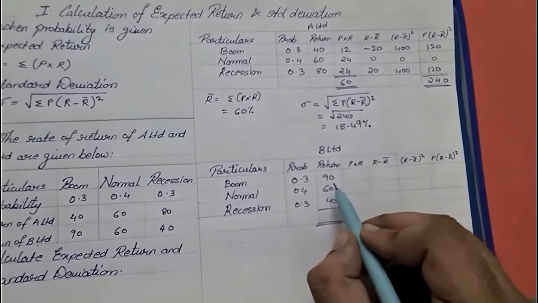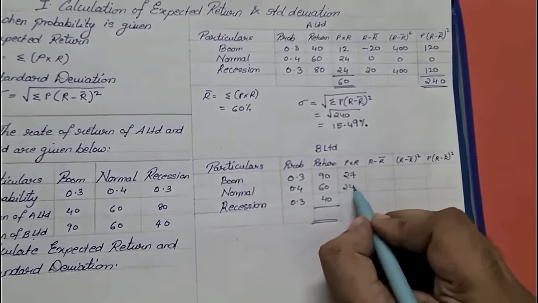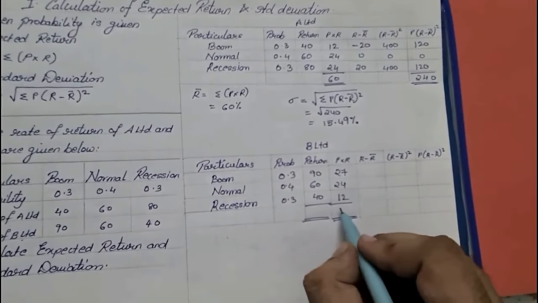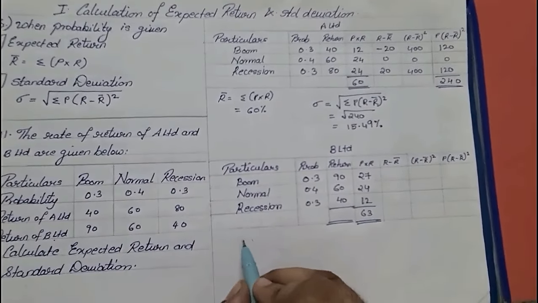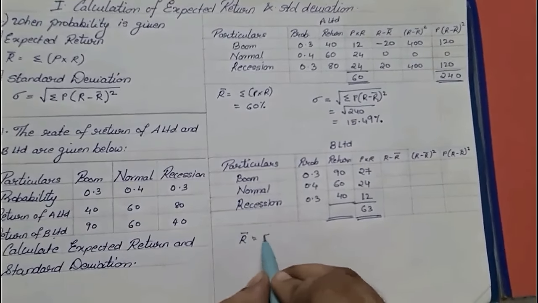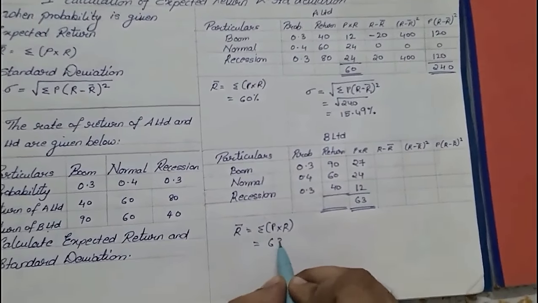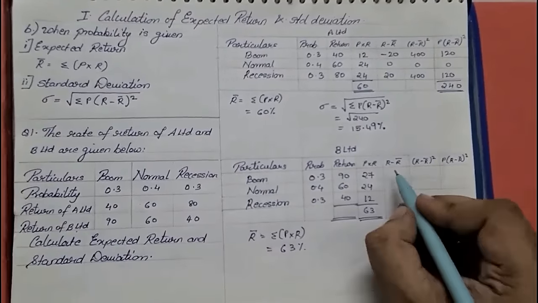So 0.3 into 90 will be 27, 24 and 12. And now we will add up this total. So P into R total comes to 63. So our value, the expected return is sigma P into R, which comes to 63%. Next is R minus R bar.